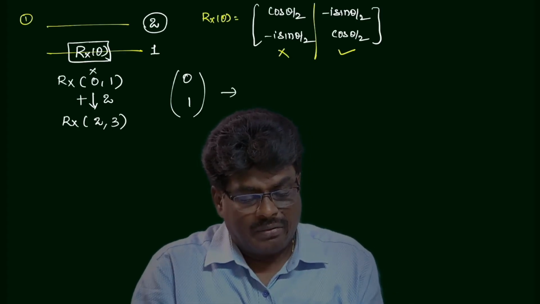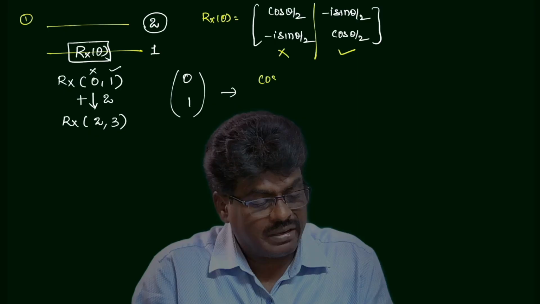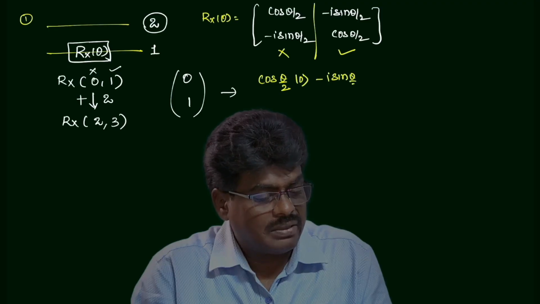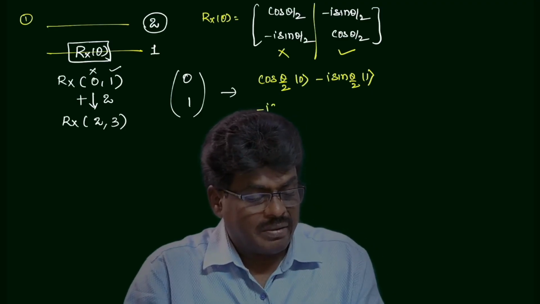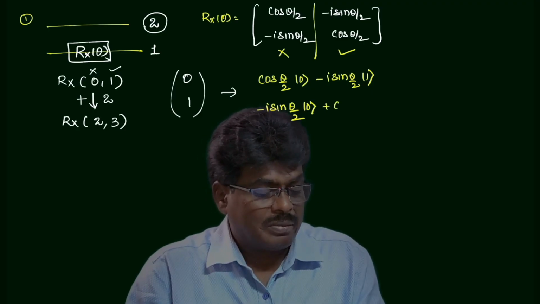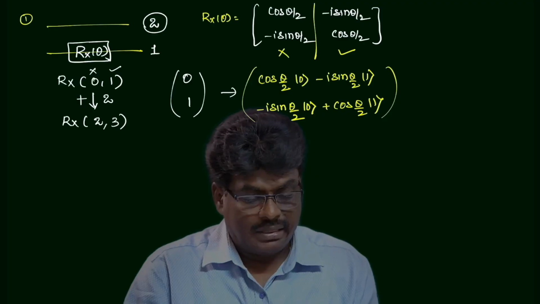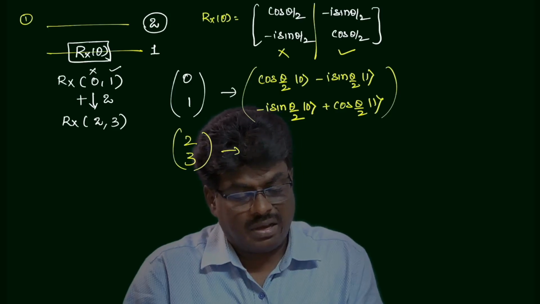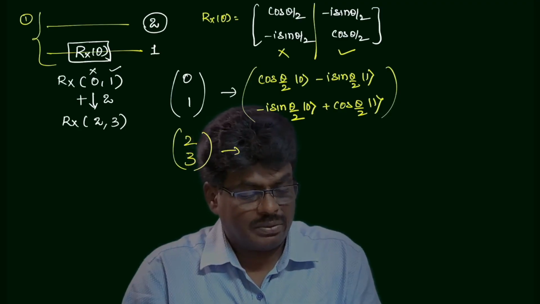So 0 is off and 1 is in the on state, so for 0 off, you have to take cos theta by 2 0, minus i sin theta by 2 1. You have to take the first column, and 1 is in the on state, that's why minus i sin theta by 2. You should not change the order. 0 plus cos theta by 2 1, that's it. And the next one 2 3, this is not only Rx, sorry, this entire circuit.